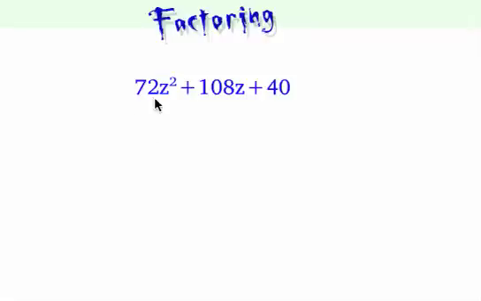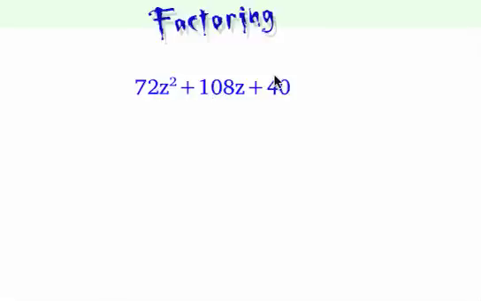Here we're factoring 72z squared plus 108z plus 40. Alright, now the first thing we want to look at is, is there a common factor? And there is. In this case, what goes into 72 that also goes into 108 and also goes into 40?